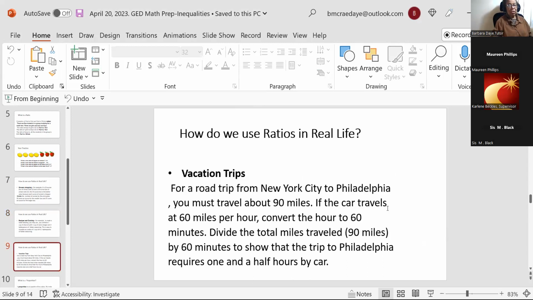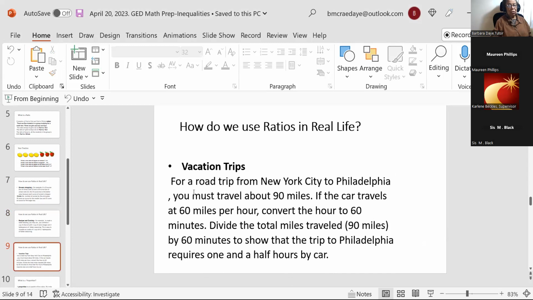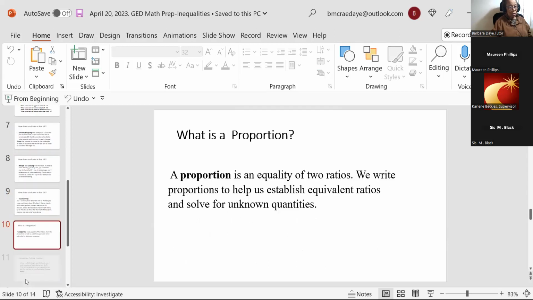Vacation trips. Suppose you're going to Philadelphia and you know that's about 90 miles from New York City to Philadelphia. If it's 60 miles per hour, you can determine how long the trip would take, because 60 miles per hour means 60 miles for 60 minutes, right? So if you divide the 90 miles by 60, you get the number of minutes converted to hours, which is 1.5 hours. So it has, like I say, practical uses.